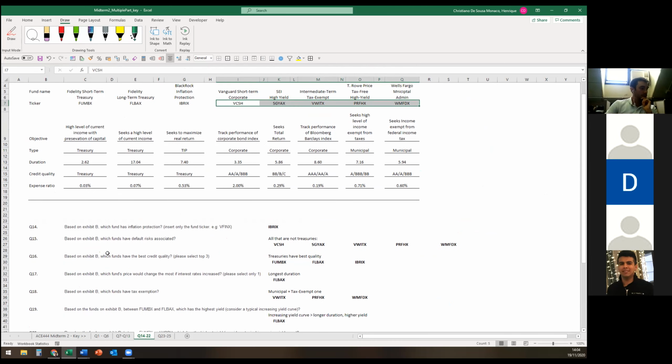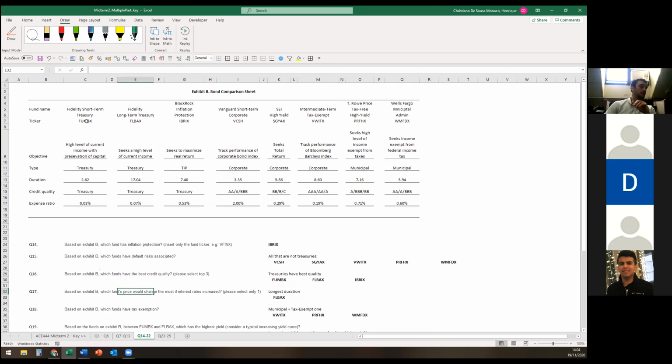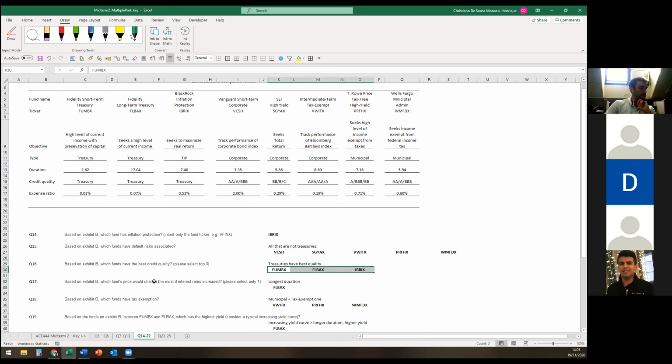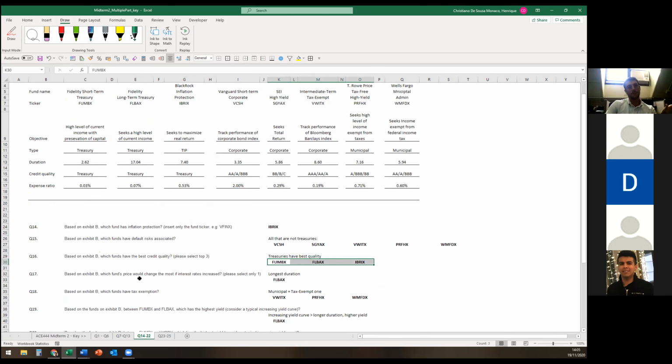Now, moving on, which funds have the best credit quality? We are just asking the same question, but now differently. So the best credit quality that you can have is treasury. So the first three will be in that category. They'll be the answer, okay? By the way, for all of those that had multiple choice, we consider partial credit if you missed one of them, okay? So just so you know.